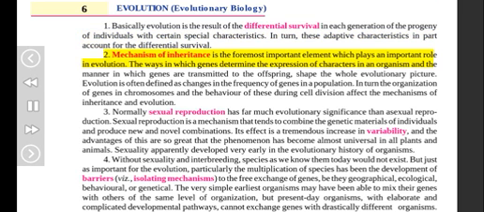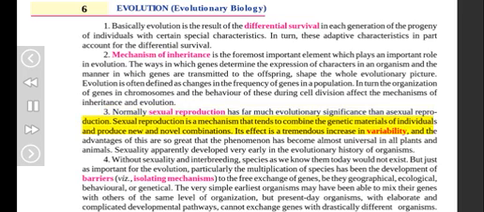2. Mechanism of inheritance is the foremost important element which plays an important role in evolution. The ways in which genes determine the expression of characters in an organism and the manner in which genes are transmitted to the offspring shape the whole evolutionary picture. Evolution is often defined as changes in the frequency of genes in a population. In turn, the organization of genes in chromosomes and the behavior of these during cell division affect the mechanisms of inheritance and evolution.